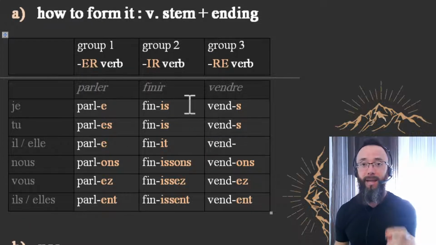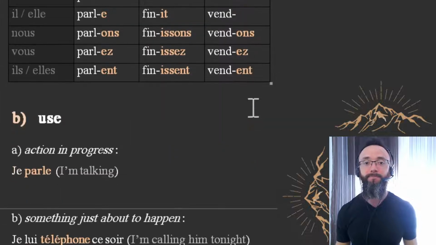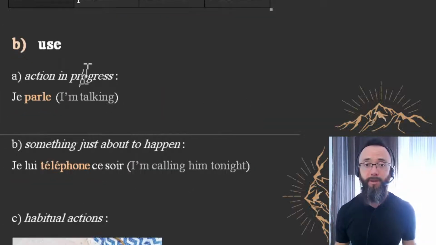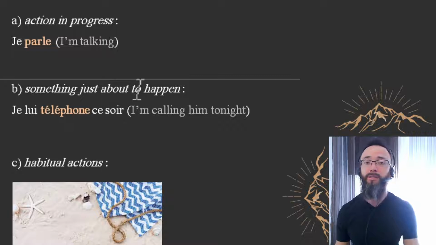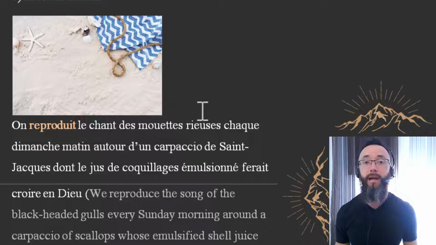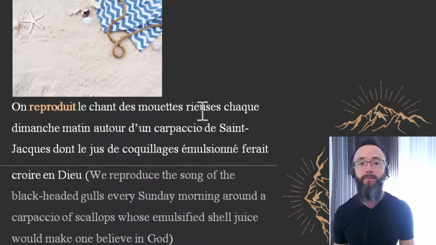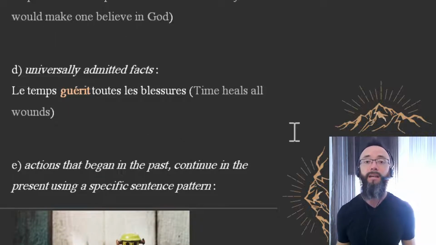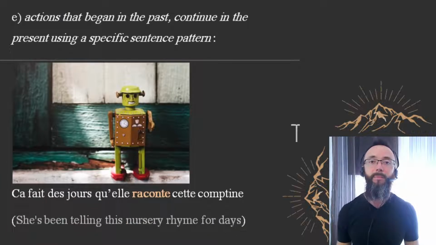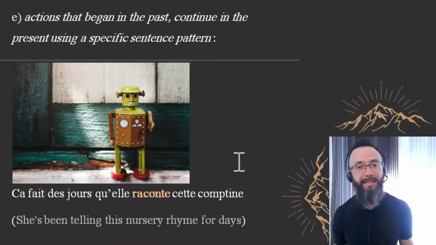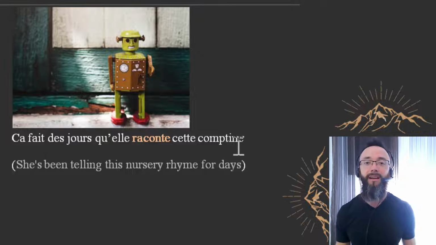And then we had the group 2 verbs, group 3 verbs, and the different uses. Action in progress: I'm talking, je parle. Something just about to happen: je lui téléphone ce soir, I'm calling him tonight. Habitual actions: we reproduce the song of the black-headed girls, on reproduit le chant des mouettrieuses. Universally admitted facts: le temps guérit toutes les blessures, time heals all wounds. And actions that begin in the past and continue in the present using a specific sentence pattern: ça fait des jours qu'elle raconte cette comptine, she's been telling this nursery rhyme for days.